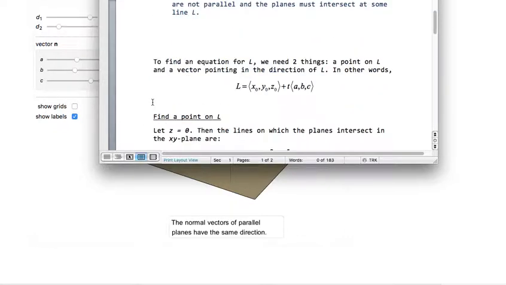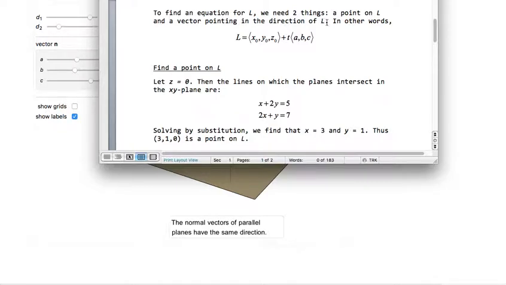As we try to find this equation for L, you need two things: a point on the line and a vector pointing in the direction of the line. In other words, if I'm going to create an equation of a line, I need a point x0, y0, z0, a point on that line, and then a vector pointing in the direction of the line, ABC, which will be acted on by the value of the parameter t.